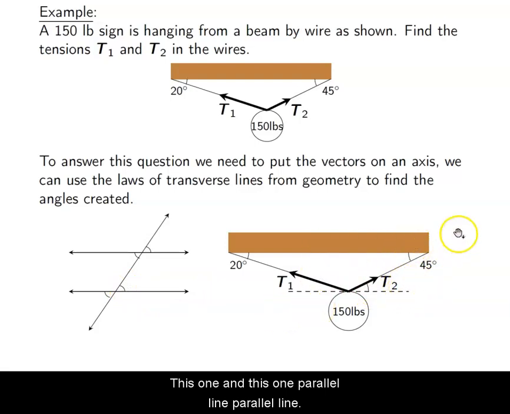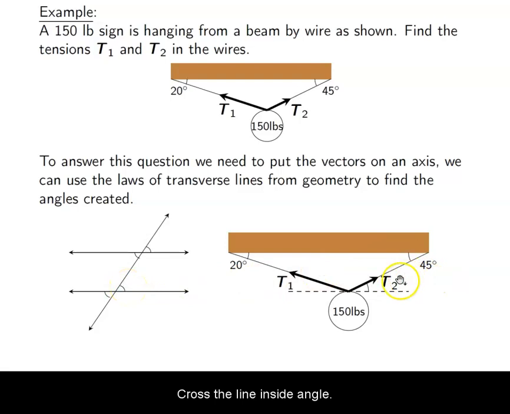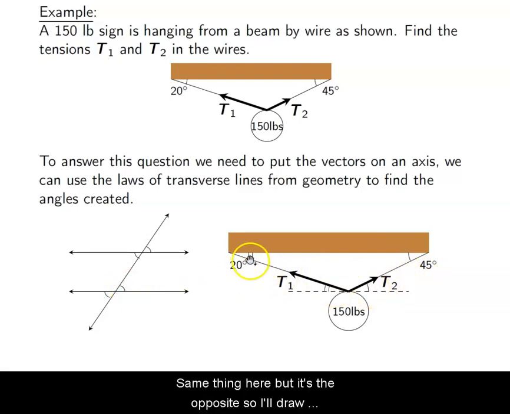Parallel line, the transverse line, inside angle, across the line, inside angle. Same thing here, but it's the opposite. So I'll draw a secondary line here to signify that this is a different angle. That is equal to this secondary angle here. Same exact rule. Okay, inside and inside, two parallel lines. So that's how we can form this relationship, right?